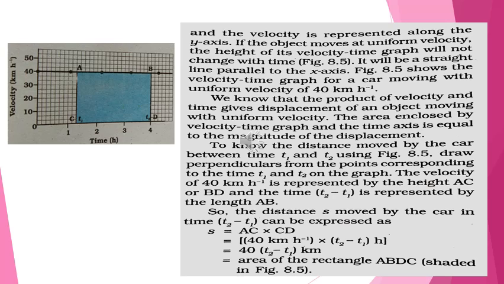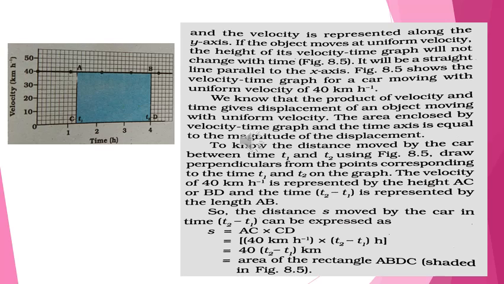If the object moves at uniform velocity, the height of the velocity time graph will not change, because the velocity is uniform, it will not change. So if the graph shows a velocity of 40 at the time t1, then at t2 also the velocity is 40, because it is a uniform velocity. Uniform velocity means the speed does not change per unit time. It will be a straight line parallel to the x-axis, meaning time changes but the velocity remains the same. This is the case when uniform velocity is there. The line which we get is parallel to the x-axis.